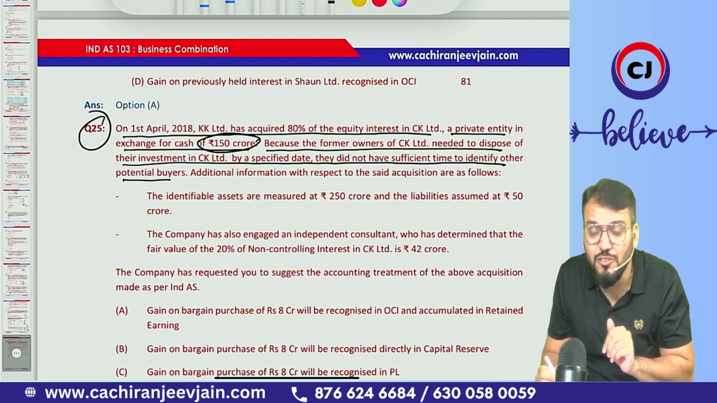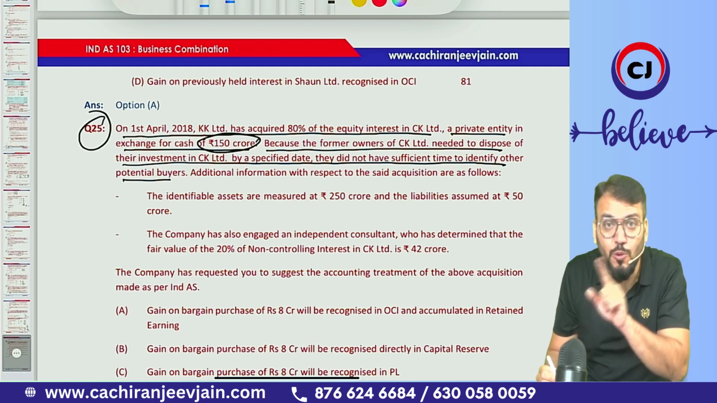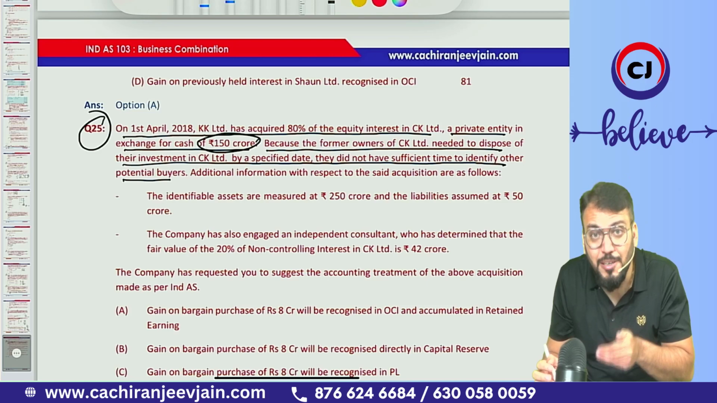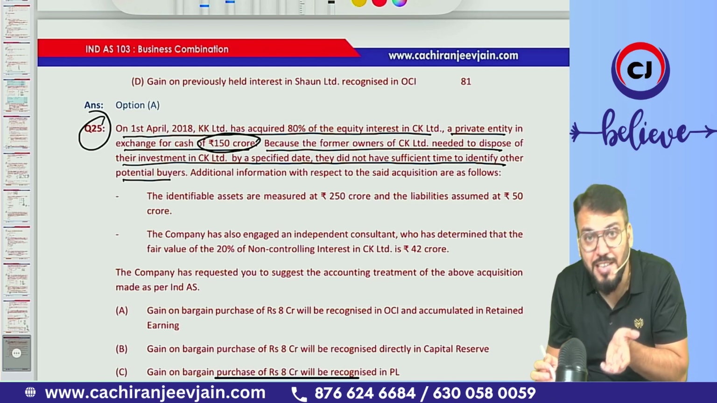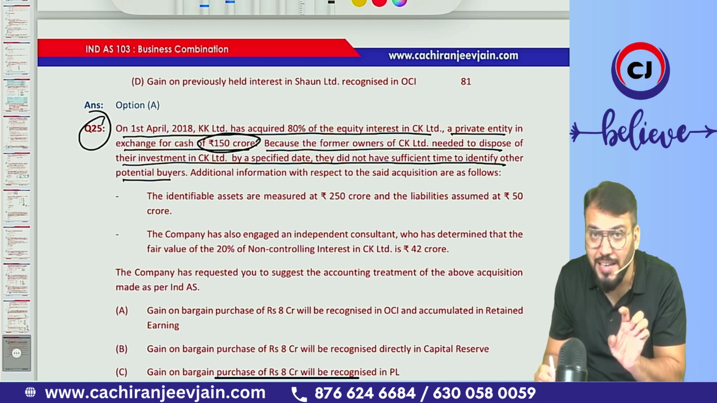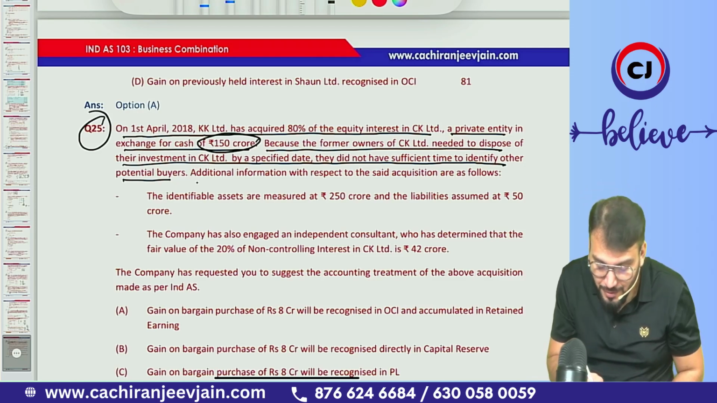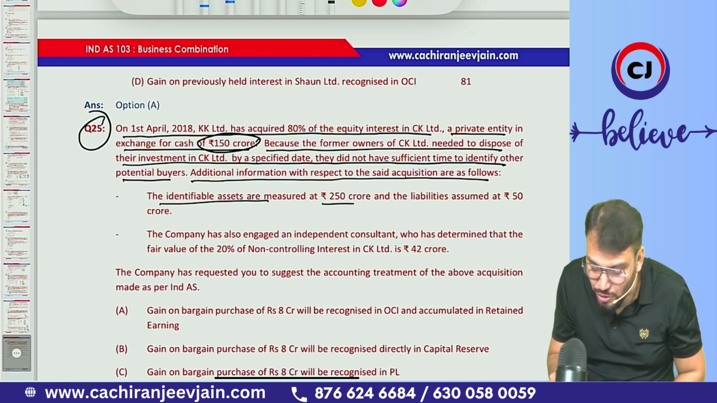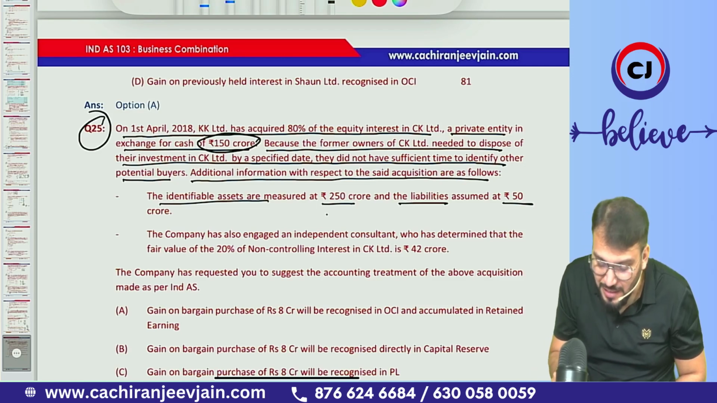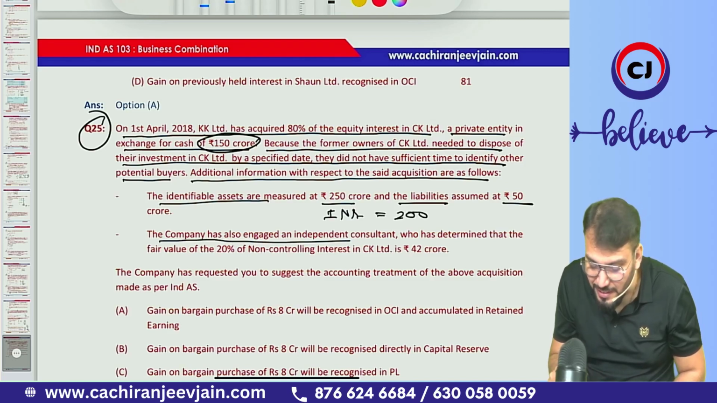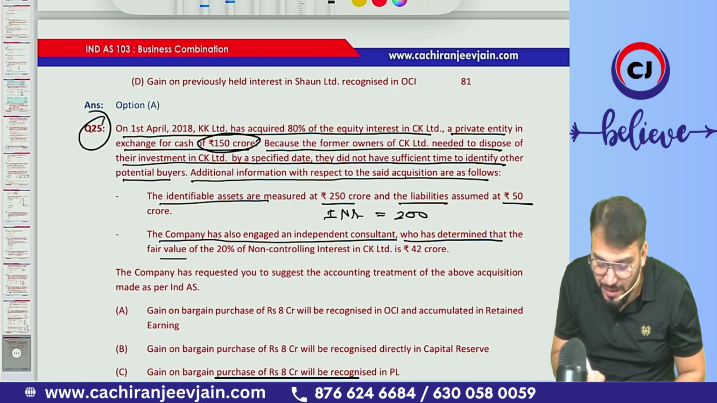Understood? So what Ind AS 103 says is that whenever there is evidence of bargaining, then gain on bargain purchase will be transferred to OCI and accumulated in a separate component of equity, that is capital reserve. But if there is no evidence of bargaining, then gain on bargain purchase will be directly transferred to capital reserve. Correct? So this gives an indication that bargaining is possible. Additional information with respect to the acquisition is as follows. The identifiable asset is 250 crore and liability assumed is 50. Means INA becomes 200 crore.